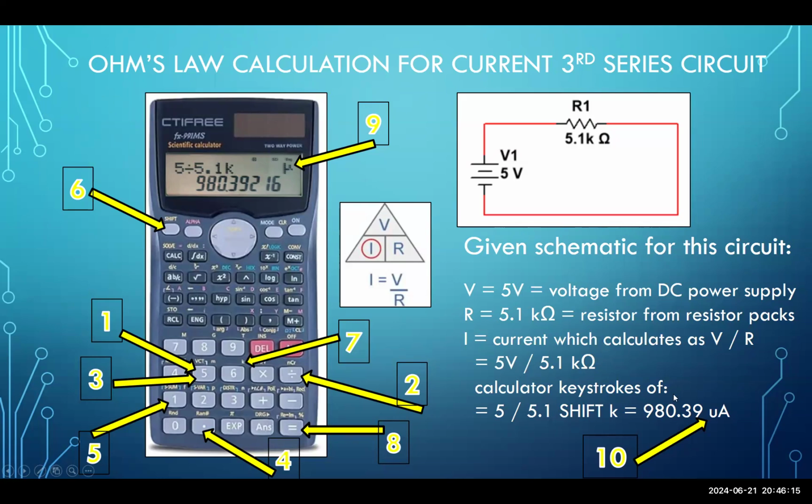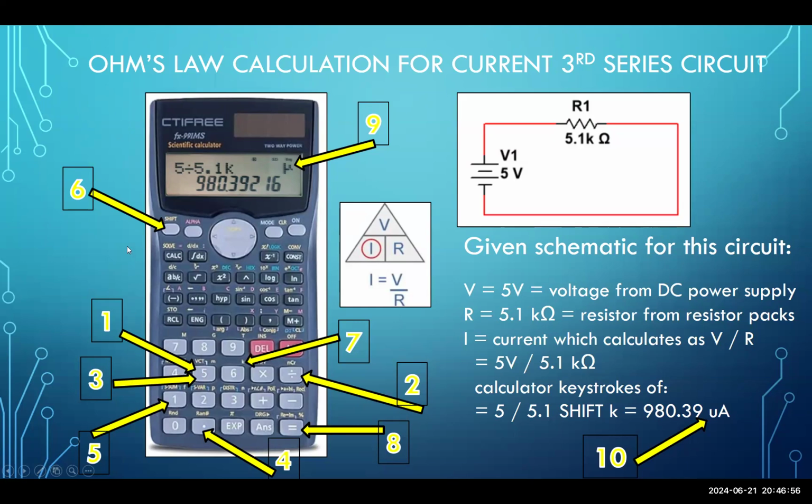Your calculator keystrokes are so easy on the recommended calculator, because I'll show you what you need to do. It's 5 divided by 5.1, shift K equals. That's it. So step number 1, 5. Touch that button once. Step number 2, divide. So there's your 5, divide by. What are we dividing by? 5.1 kilo. So the third button push, you push this 5 again. Then number 4, you hit the decimal point. And then number 5, you hit the number 1. So there's your 5.1.